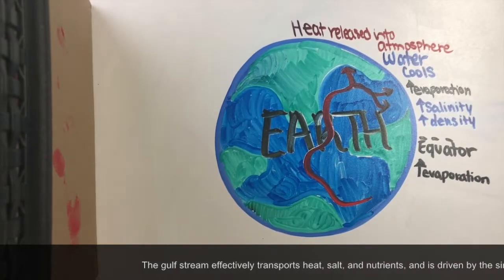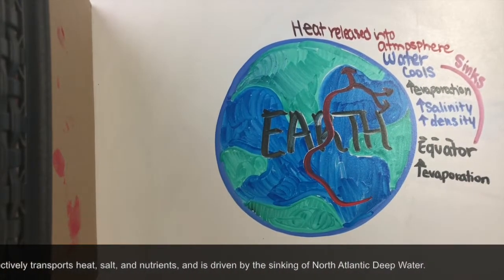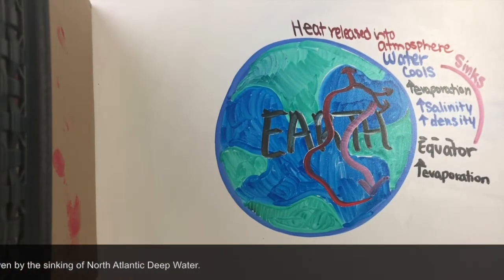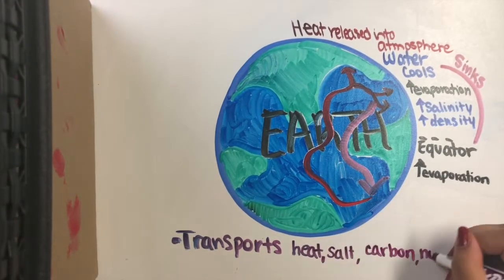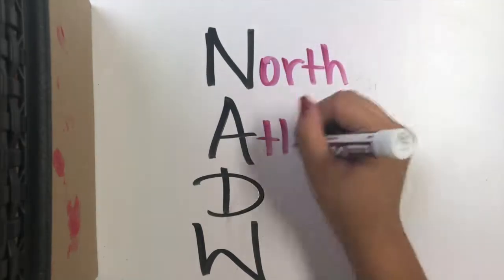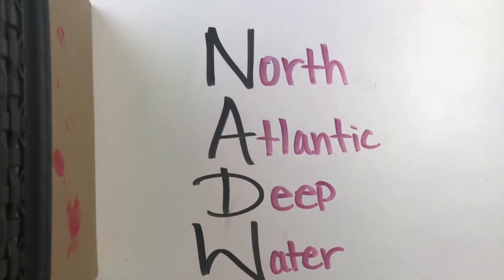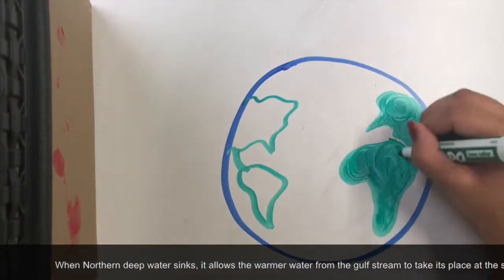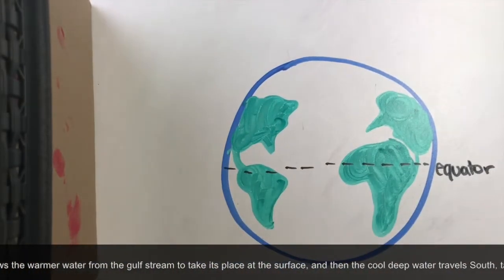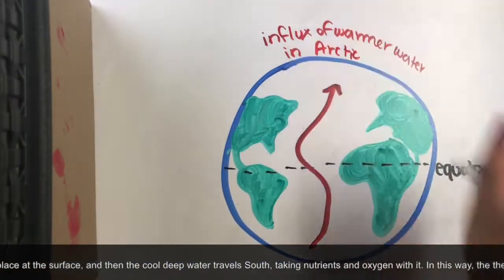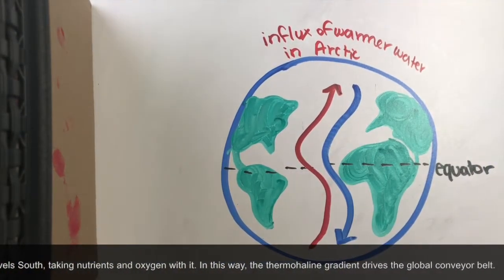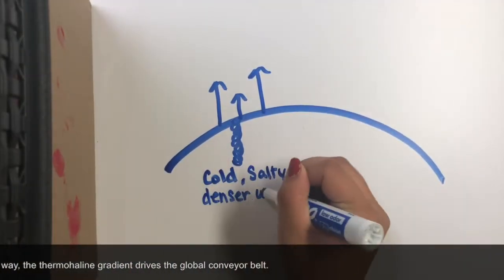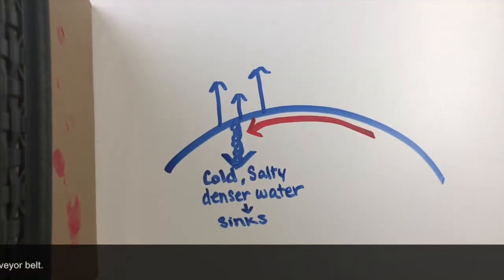The Gulf Stream effectively transports heat, salt, and nutrients, and is driven by the sinking of the North Atlantic deep water. When northern deep water sinks, it allows the warmer water from the Gulf Stream to take its place at the surface. Cool deep water travels south, taking nutrients and oxygen along with it. In this way, the thermohaline gradient drives the global conveyor belt.